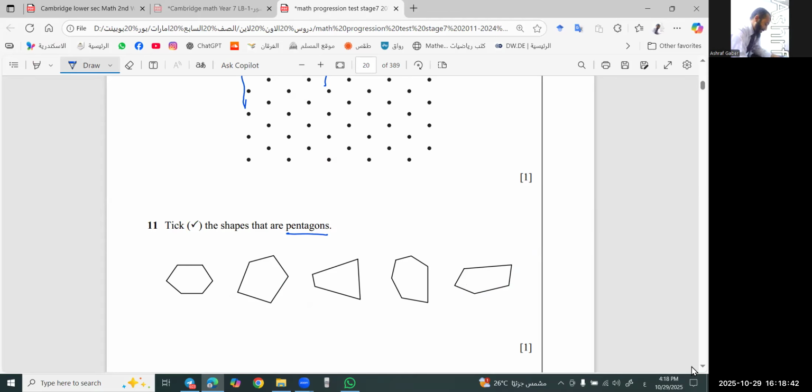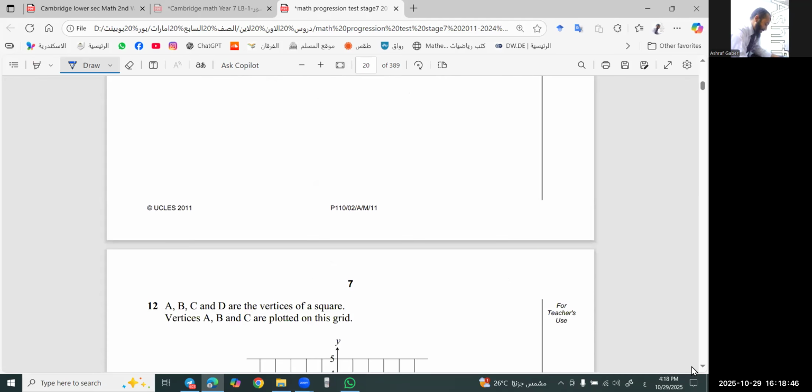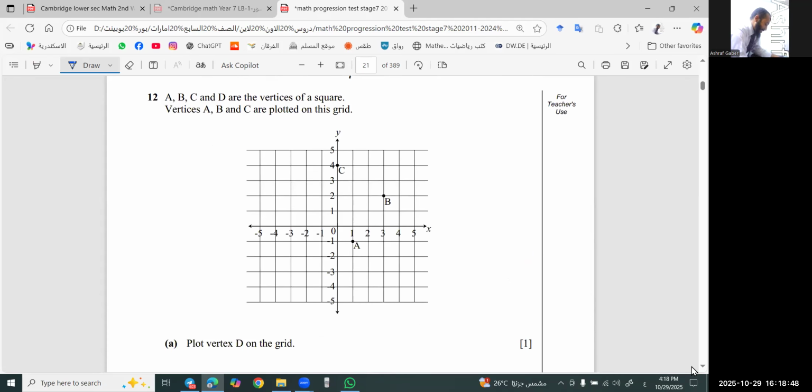Okay, in the next exercise, A, B, C, D are vertices of a square. Vertices A, B, C are plotted on the grid. Plot the vertex D on the grid. First, how can we get this? We match C with B, and we can use a ruler, okay? And match B with A.